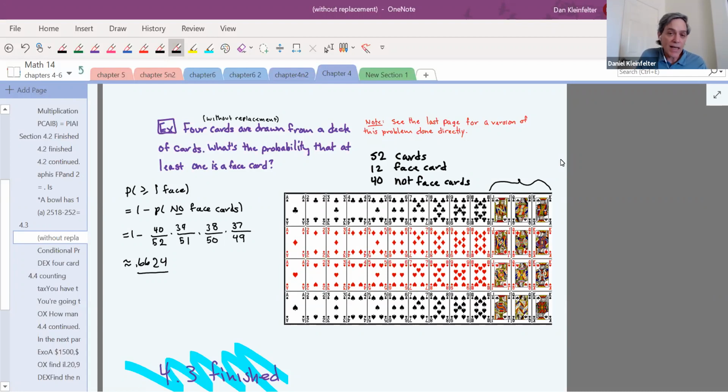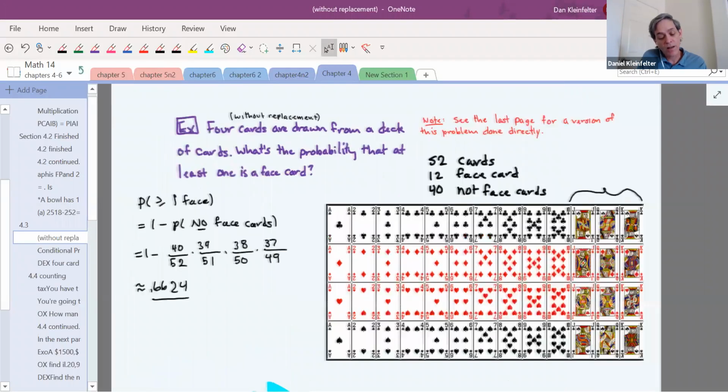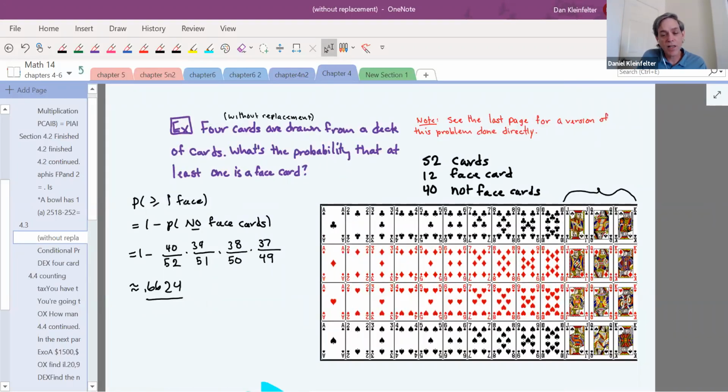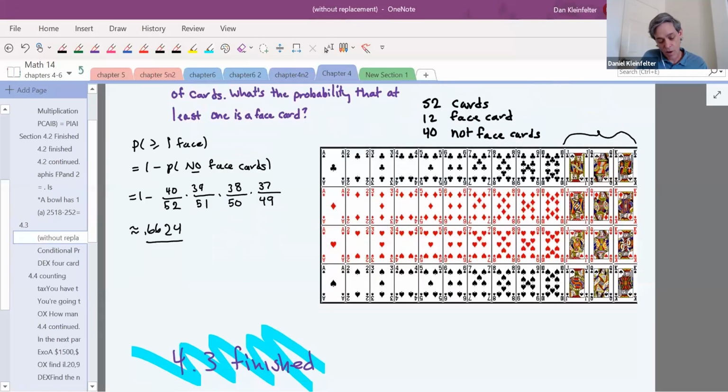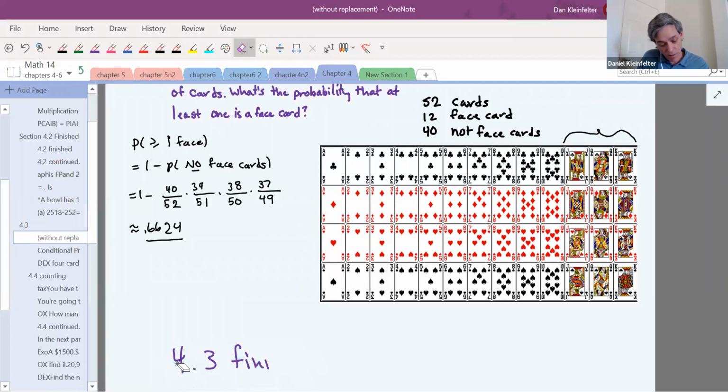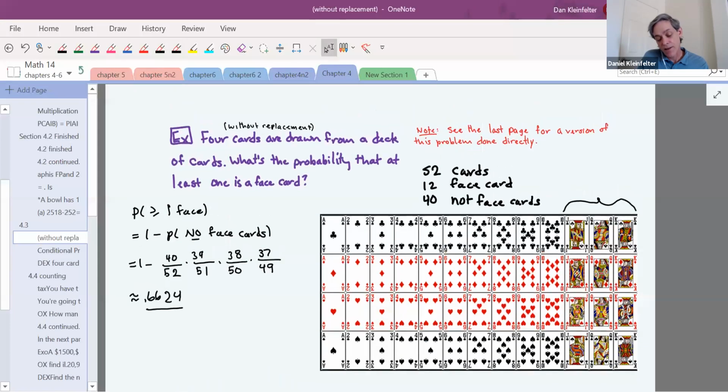And I wanted to go back and look at this card problem that we had done before, where we found, if we draw four cards from a deck of cards, what is the probability that we get at least one face card? We saw that if we take the complements approach, it's just a couple lines and ends up being about 0.6624. So I wanted to next see what does this look like if we do this directly, because thinking it through, if it's directly, we have to calculate the probability of there being one face card or two face cards or three or four.